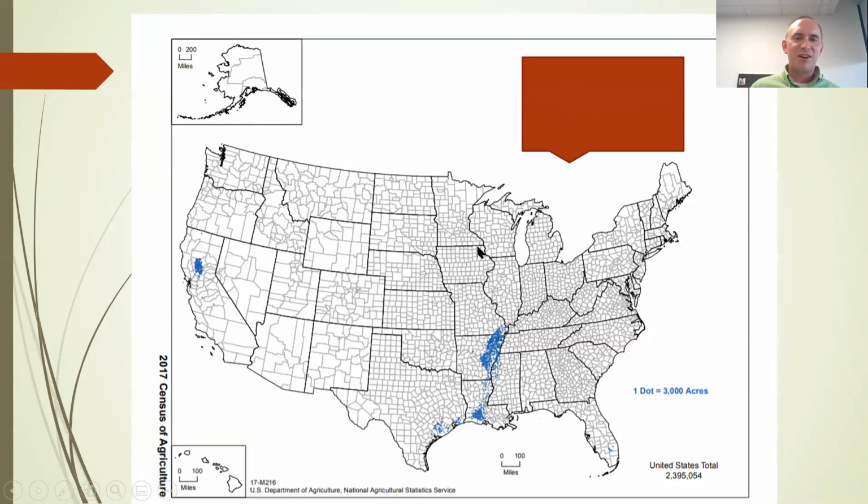Okay, let's go to our next one here. This one might be a little bit harder. What crop do you think is represented by these dots, which in this case each represent 3,000 acres? All right, we got some good guesses here. The correct answer is rice.